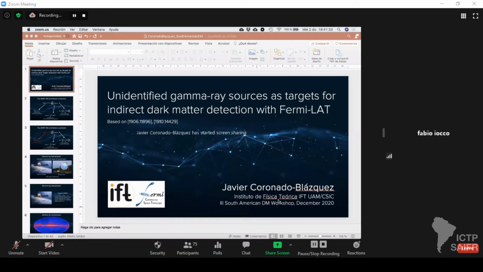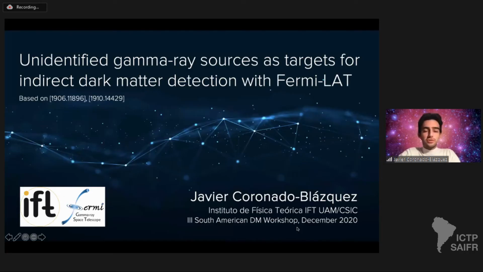Fairly well. Yes, perfect. So thank you very much for the opportunity to present my work in this very beautiful workshop. My talk would be a natural continuation of Miguel's previous one. So I'm going to talk about how these dark subhalos can be actually detected, or maybe detected, with the Space Telescope of Fermilab to perform indirect dark matter detection.